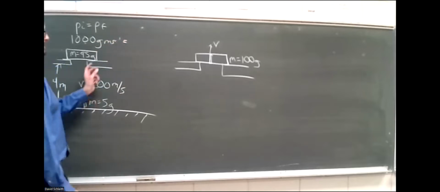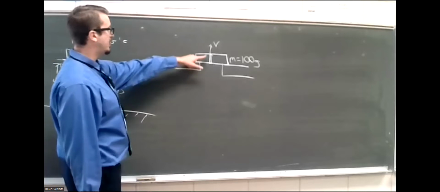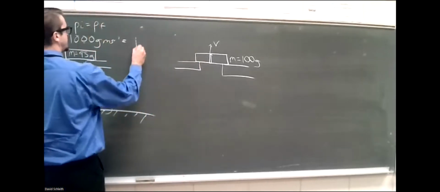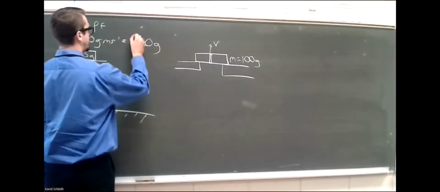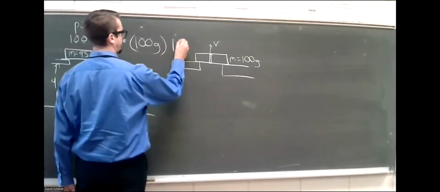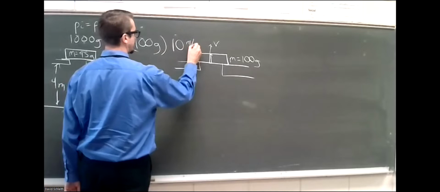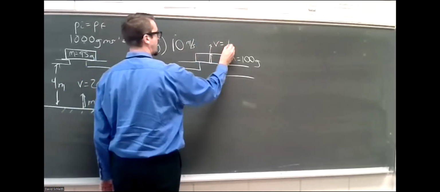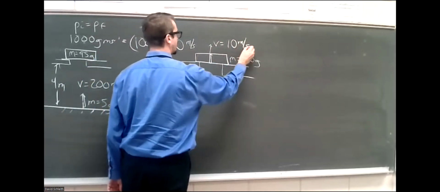So afterwards, we're going to have that much momentum. We've got this new object whose mass is 100 grams. And so how fast does that object need to be moving in order to preserve the linear momentum? 100 times what number is 1,000? 10, right? So this thing's got to be going at 10 meters per second. So we know that the velocity afterward is 10 meters per second.